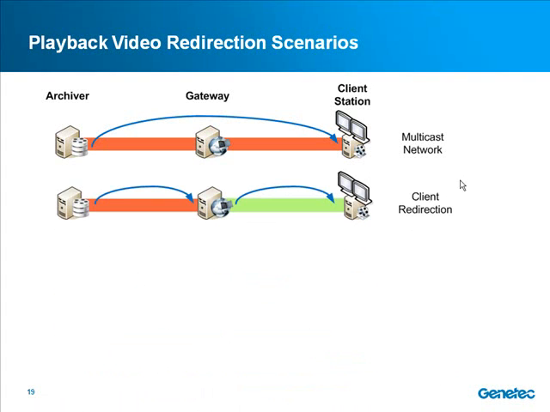Our next scenario is where we have a unicast connection between the gateway and the client applications, and a multicast connection from the archiver to the gateway. We would see this if we had remote clients connecting to the main system to view video. In this case, the video is redirected from the gateway here.